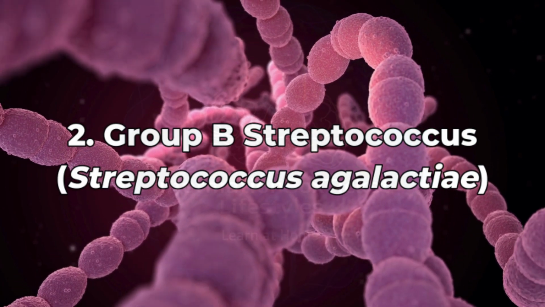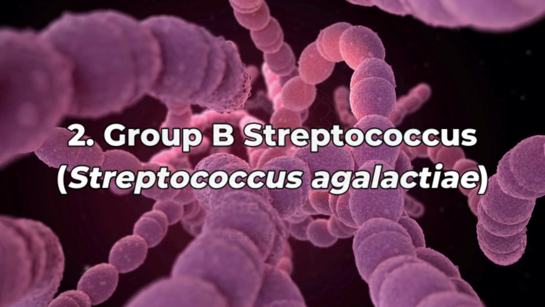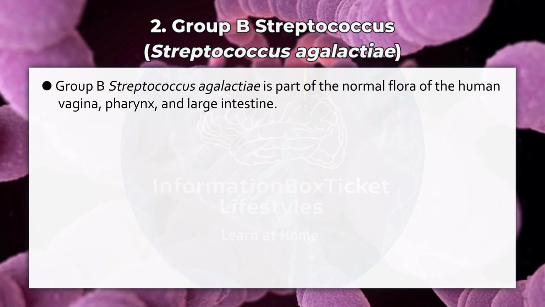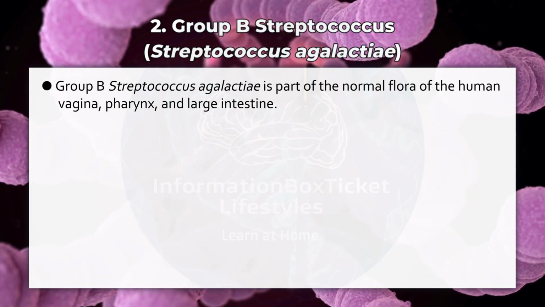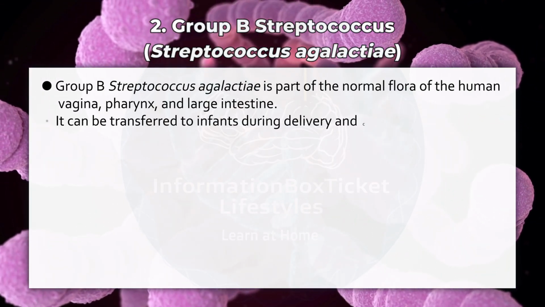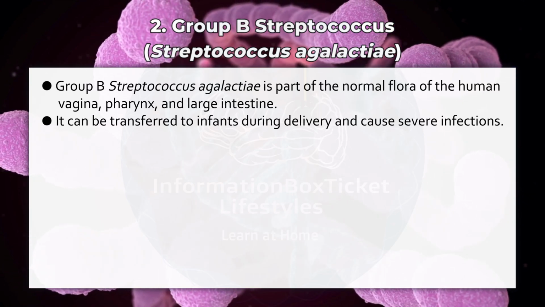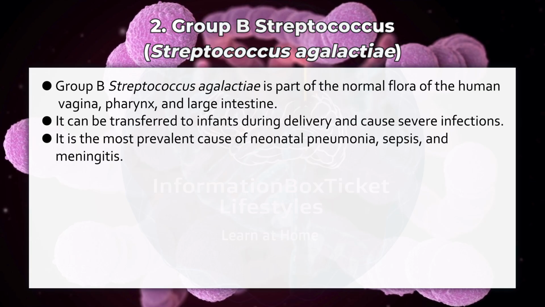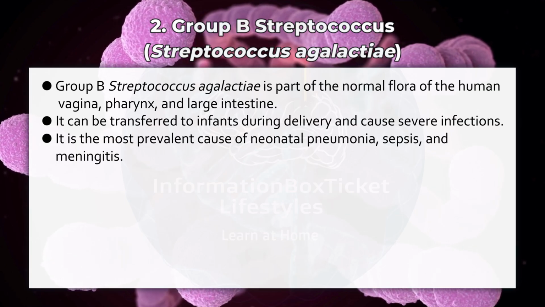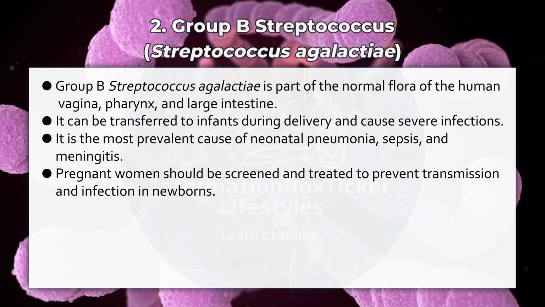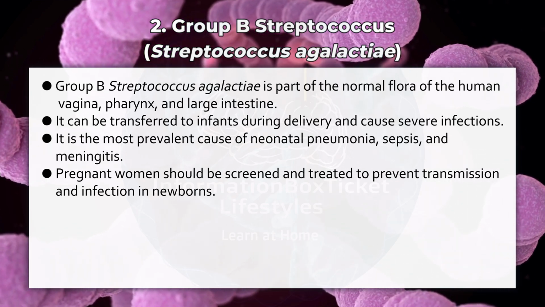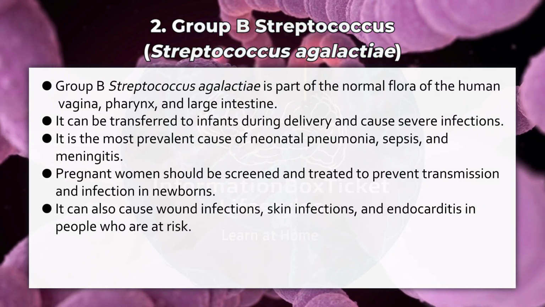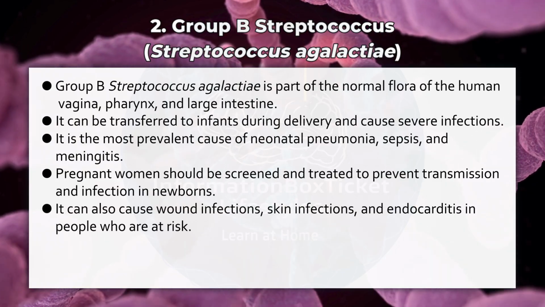Group B Streptococcus, Streptococcus agalactiae. Group B Streptococcus agalactiae is part of the normal flora of the human vagina, pharynx, and large intestine. It can be transferred to infants during delivery and cause severe infections. It is the most prevalent cause of neonatal pneumonia, sepsis, and meningitis. Pregnant women should be screened and treated to prevent transmission and infection in newborns. It can also cause wound infections, skin infections, and endocarditis in people who are at risk.